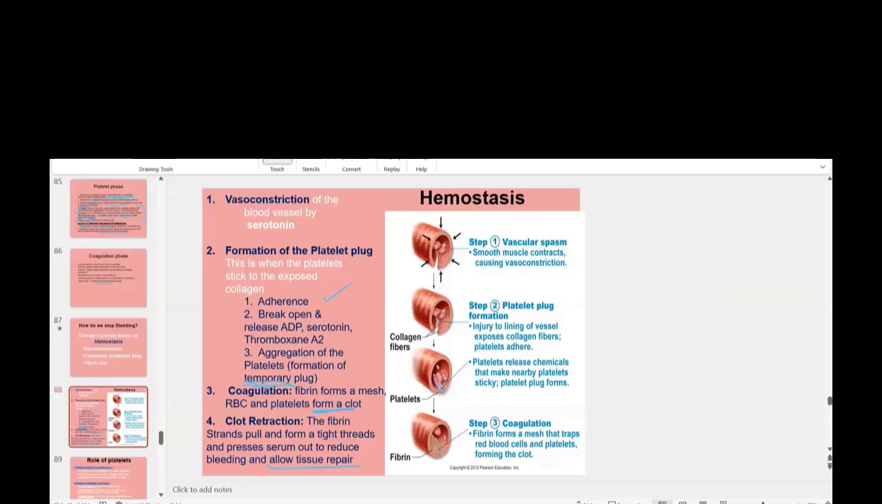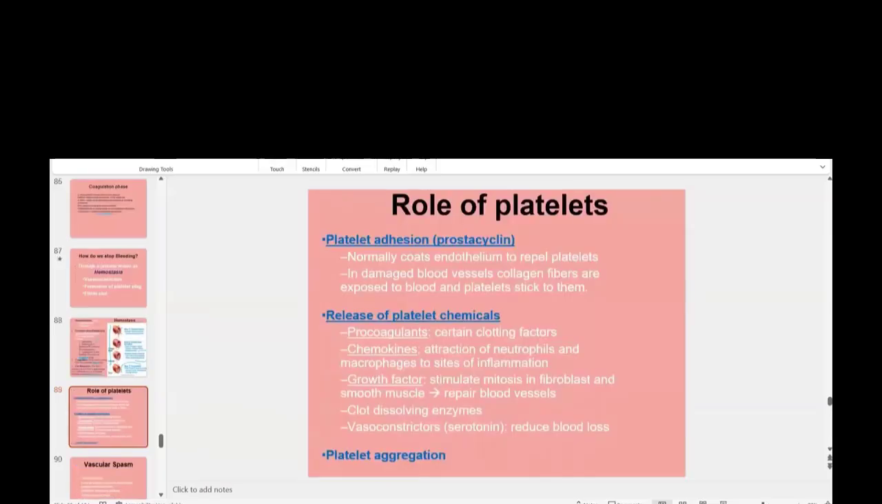So these are the steps: vascular spasm, then plug formation, and finally the chemicals are released here, and then coagulation. We finished up to this. Let's go to the last step, that is coagulation. So, role of platelets: prostacyclin will not allow the aggregation or the clumping. I already discussed that. Release of platelet chemicals, who all are released: procoagulants, certain clotting factors, chemokines, attraction of neutrophils and macrophages to the site of inflammation.